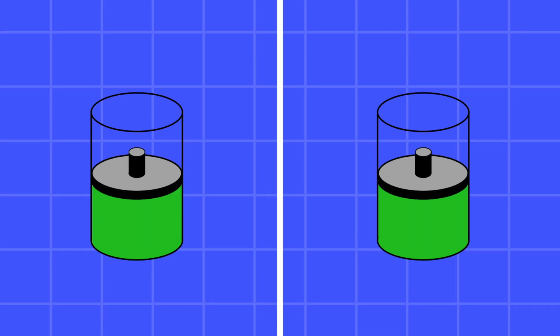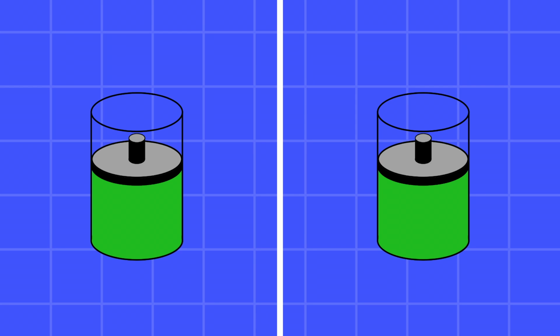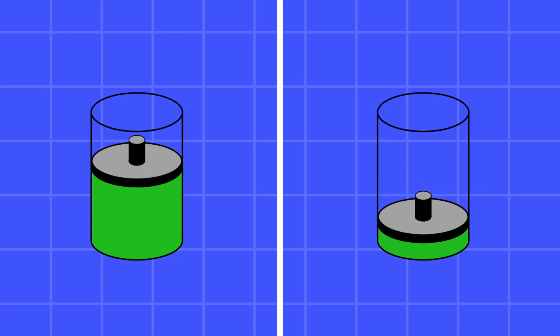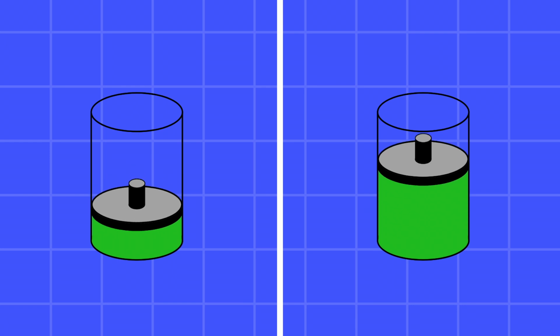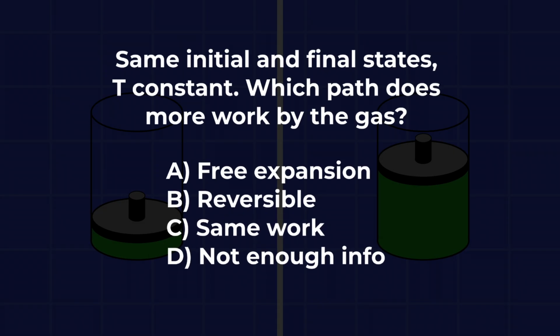Two gas expansions go from the same initial state to the same final state at constant temperature. Path 1 is slow and reversible. Path 2 is a rapid free expansion. Which path does more work by the gas?